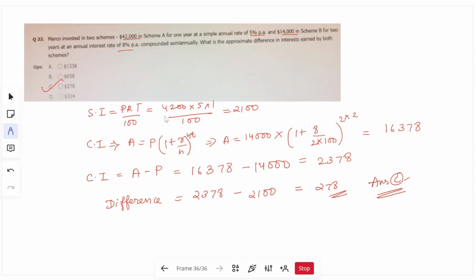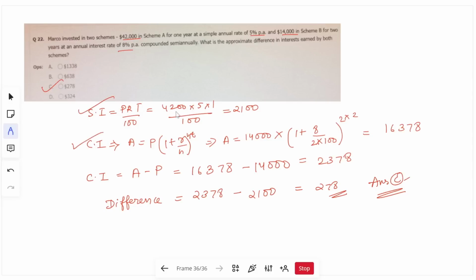So see guys, how can you solve this question? First of all, it is told that the first investment that he is doing is at a simple interest rate, and then the second investment he is doing at a compound interest. So we have the formulas for simple interest and compound interest. You will substitute the values that are given to you in the question.